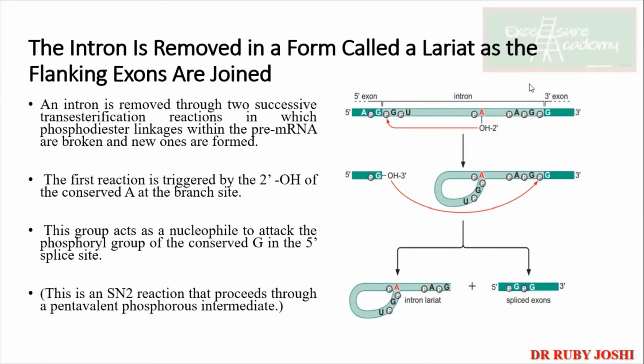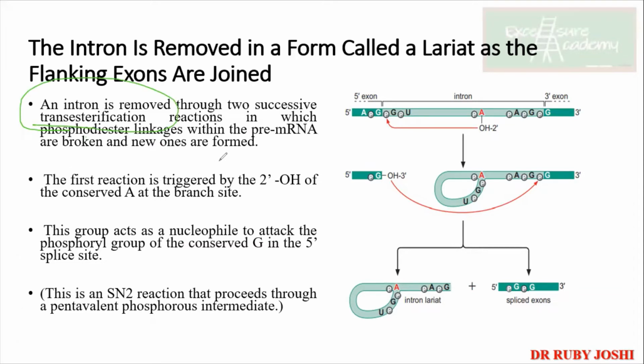Now look at this figure. Okay. So you can see it over here. So first one, so A ka 2'-OH is present. Okay. So intron is removed through 2 successive trans esterification reactions in which the phosphodiester linkages within the mRNA are broken and new ones are formed. Okay. And the process is known as trans esterification.